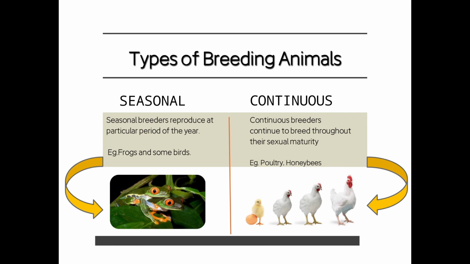Whereas, coming to this side, continuous breeders. Continuous breeders will be breeding all throughout the year. So you will be getting eggs all throughout the year. For example, poultry. So these types of animals will be continuously breeding throughout the year. So these are the two types of breeding animals that you are going to learn here. First one is seasonal, so they will be breeding only at particular seasons, whereas continuous breeders will be breeding throughout the year.